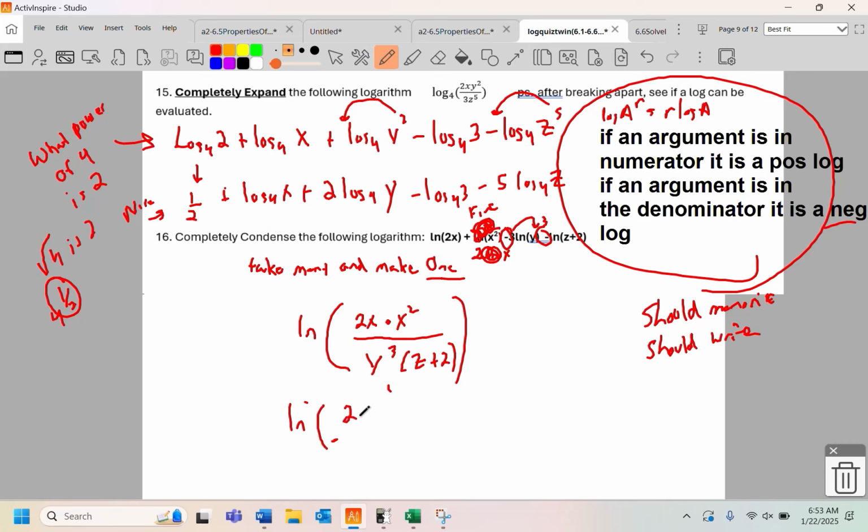2x times x squared is 2x cubed. And the bottom is going to be y cubed times z plus 2. And that's a complete condensation. You are condensing that logarithm. I think there's only 3 more left.